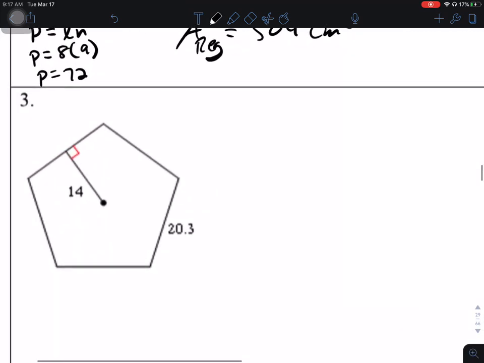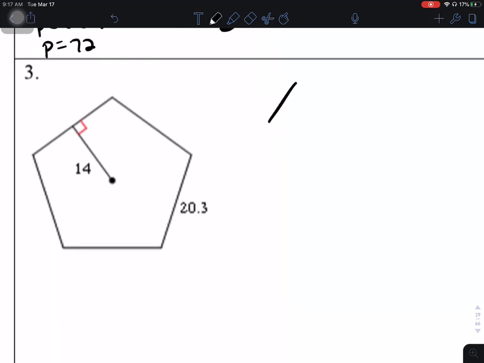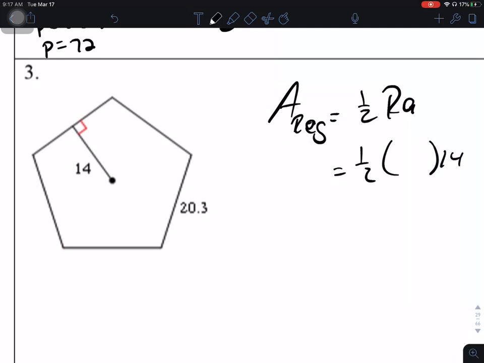Number 3. The area of a regular figure is 1/2 the perimeter times the apothem. Don't know what the perimeter is right now, but I know the apothem is 14. The apothem, once again, is the length of a segment that goes from the center to the side, forming a perpendicular.